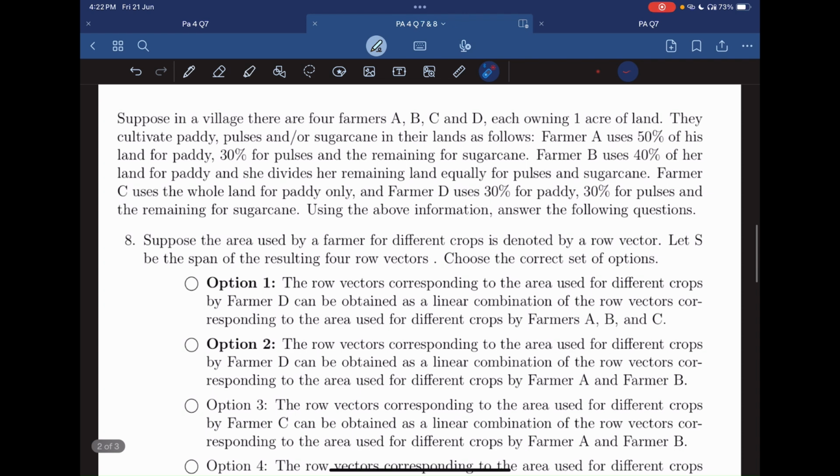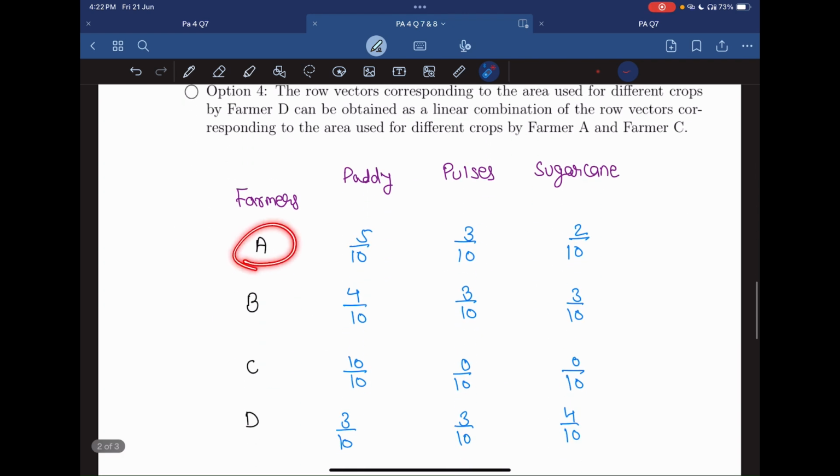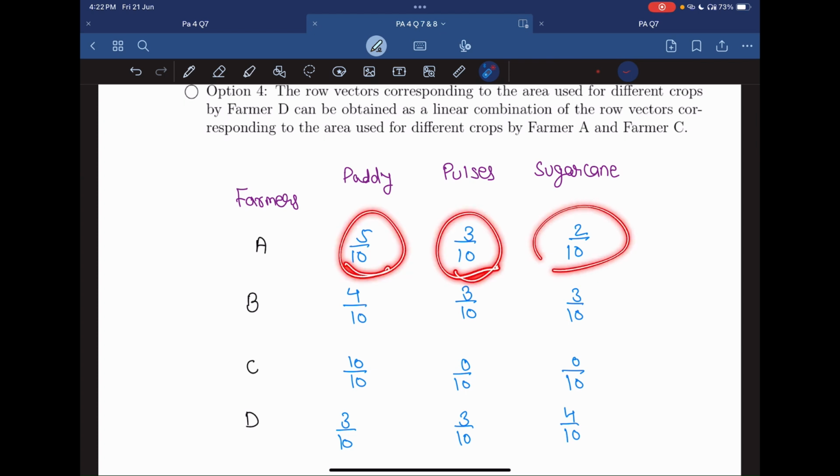Suppose in a village there are 4 farmers A, B, C and D, each owning 1 acre of land. They cultivate paddy, pulses or sugarcane in their land as follows. Farmer A uses 50% of his land for paddy, 30% for pulses and the remaining for sugarcane. So farmer A uses 50% for paddy, 30% for pulses, and the remaining, that is 20%, for sugarcane.